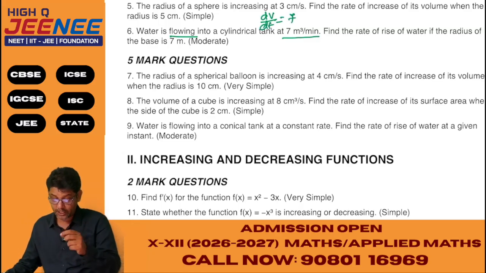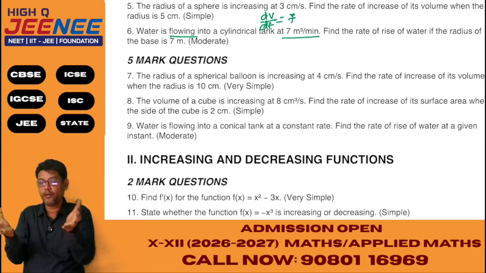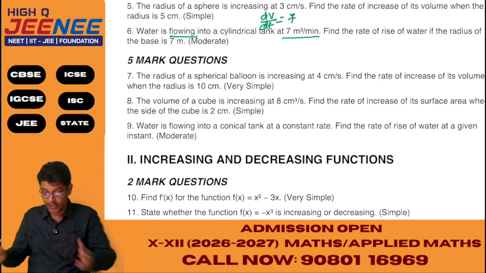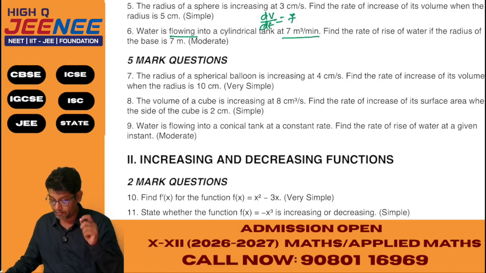Look at this. Water is flowing into a cylindrical tank. Obviously, we are dealing with the volume. Please understand what we are dealing with. We are dealing with volume. So, water is flowing into a cylindrical tank at 7 meter cube per minute.